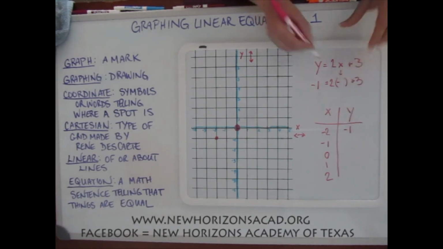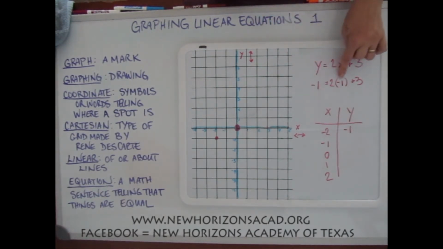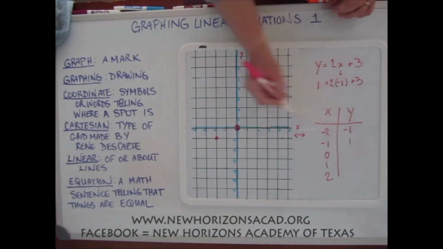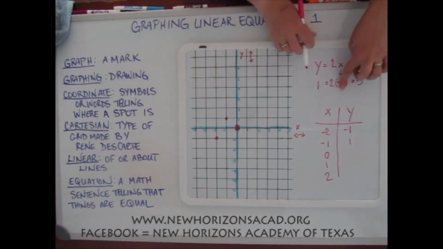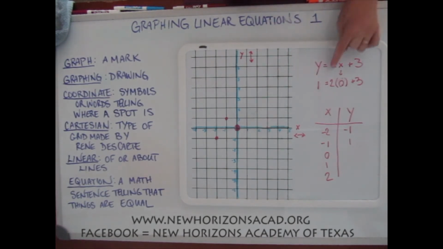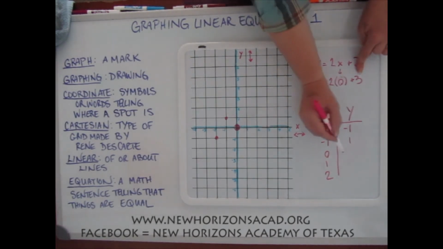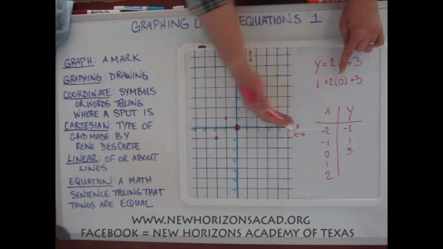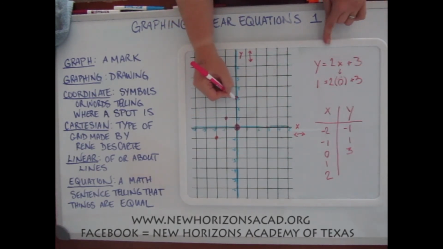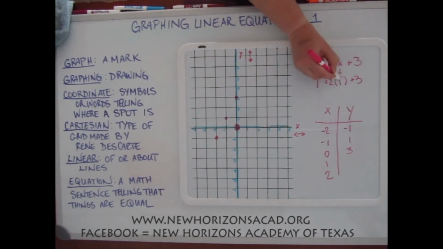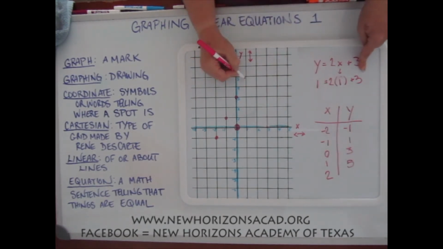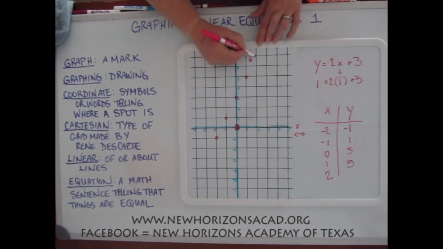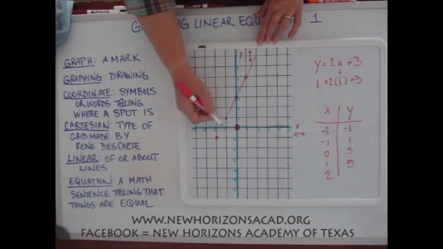-1 is somewhere on this line. 2 times -1 is -2 plus 3 is 1. So I'm looking at -1, 1. 0 is somewhere on this line. 2 times 0 is 0 plus 3 is 3. So I've got 0 and 3. 1 is somewhere on this line. 2 times 1 is 2, plus 3 is 5. Now I have a line.